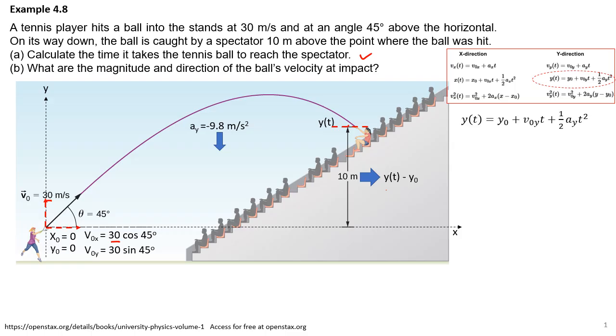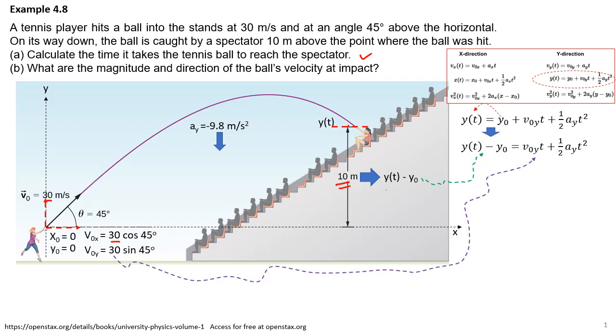So let's take that equation and take y0 to the left side. Now we have yt minus y0 is v0y t plus half a y t squared. yt minus y0 is 10 meters, right? We know that value. v0y, we already know, the initial y velocity of the ball. We can substitute that. Also, the acceleration is negative 9.8 meters per second squared. And then the equation turns out to be 10 equals 21.2 t minus half of 9.8 t squared.